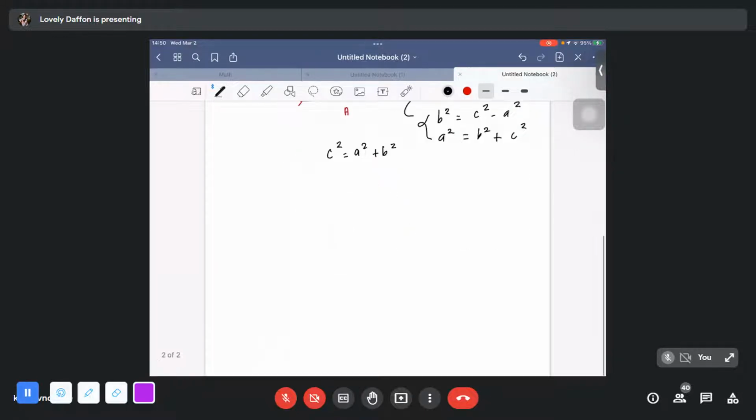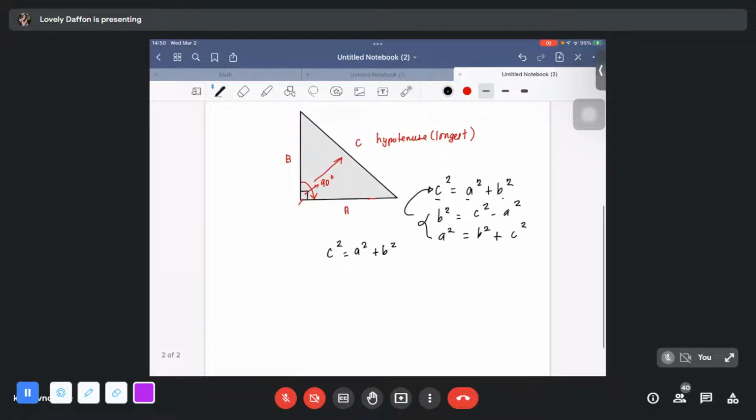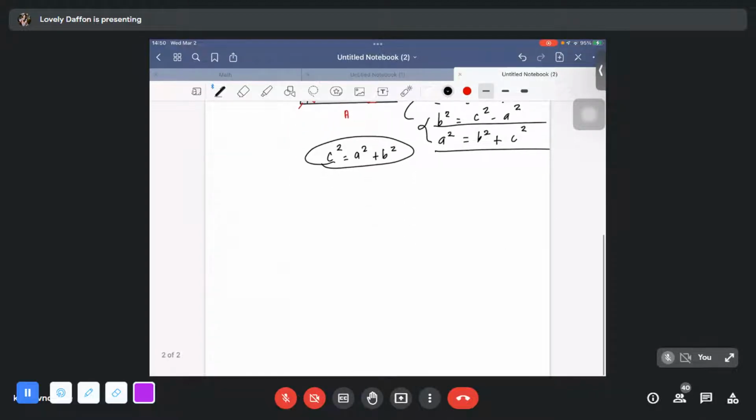For example, I don't memorize the derived ones. I just focus on this one, because whatever you do, as long as you know it and you just substitute the numbers, you'll get the answer. Okay, let's try. Let's try our problem now.